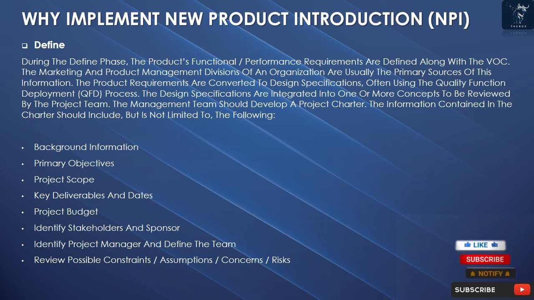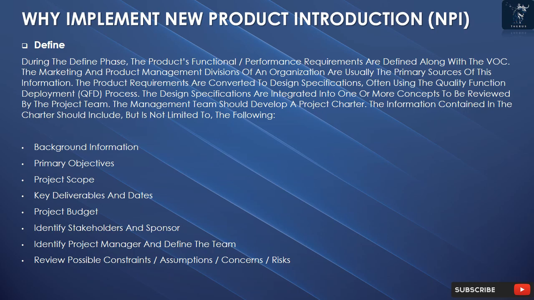Define. During the define phase, the product's functional/performance requirements are defined along with the VOC. The marketing and product management divisions of an organization are usually the primary sources of this information. The product requirements are converted to design specifications, often using the quality function deployment (QFD) process. The design specifications are integrated into one or more concepts to be reviewed by the project team.